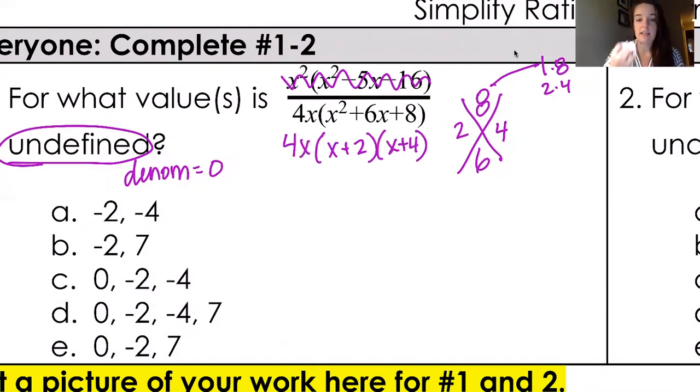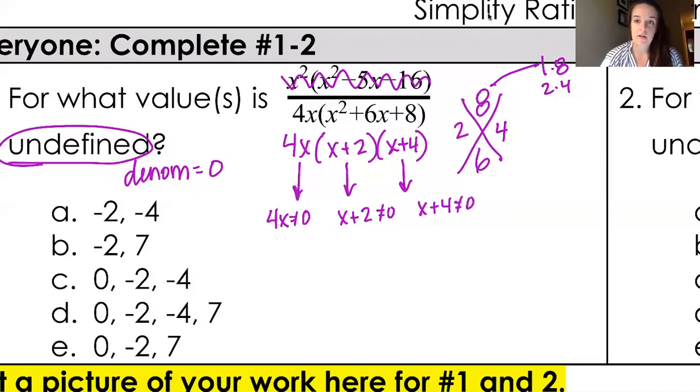So what this question is asking is what x is not allowed to be, the things that are on the bottom. So I'm going to have 1 thing, 2 things, 3 things, because I see 3 different x's in my problem. So 4x is not allowed to be 0. X plus 2 is not allowed to be 0. And x plus 4 is not allowed to be 0. So I need to think about how can I make these 0? So I know that I can divide by 4 on both sides, and x is not allowed to be 0, right? Okay, so that's the first one.